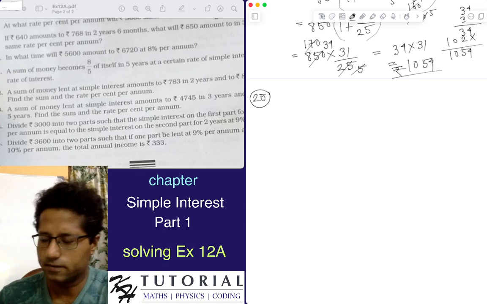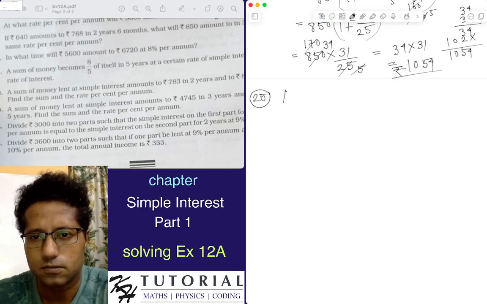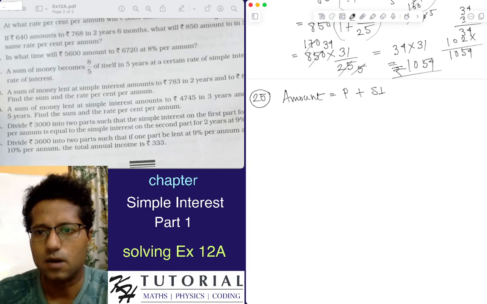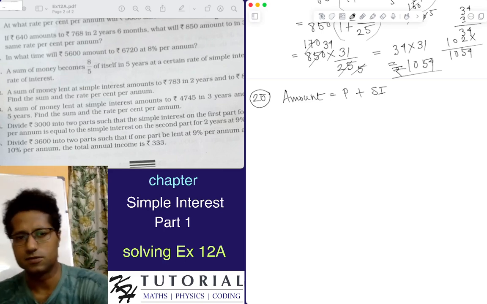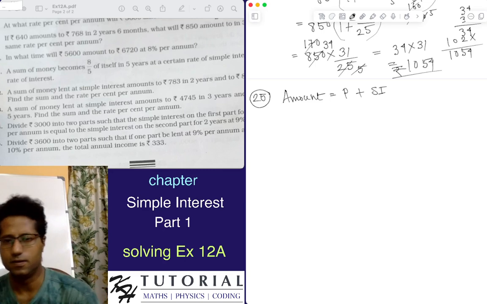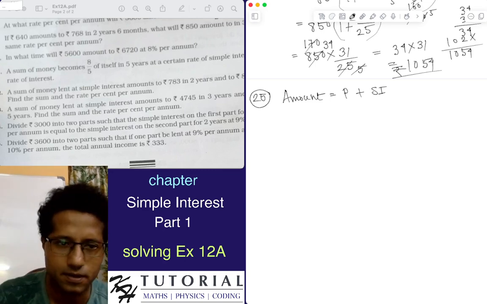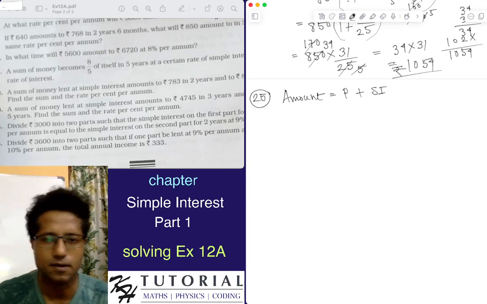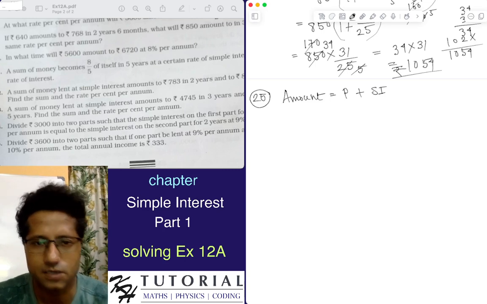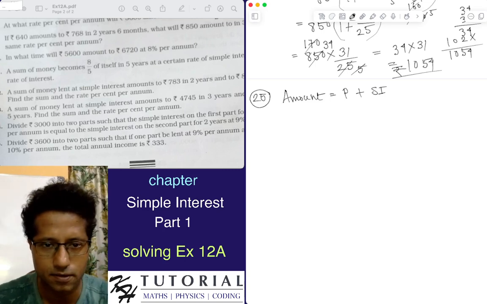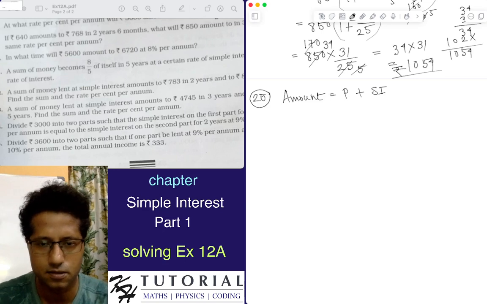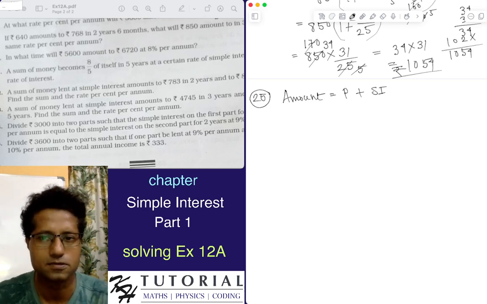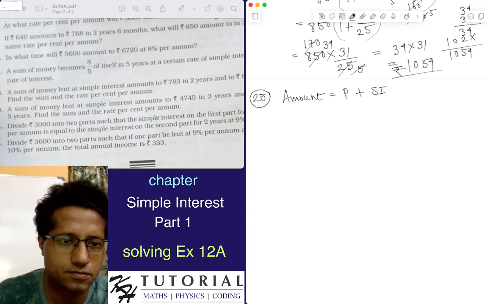Now we know the formula, that amount equals principal plus simple interest. Now this simple interest is the extra money that someone has to pay back when he is borrowing some money. Now if somebody is lending some money to someone else, then what is his income? His income is the interest. So the total annual income is rupees 333. This is the sum of the simple interest of the two parts.